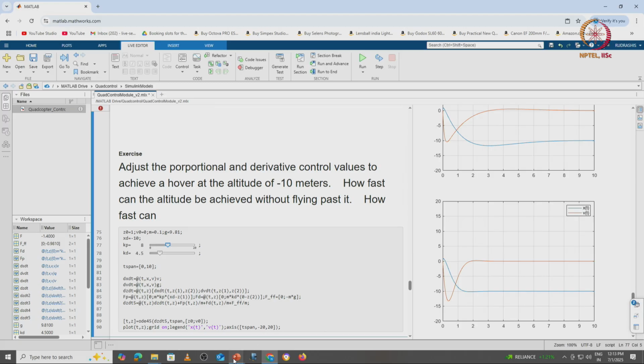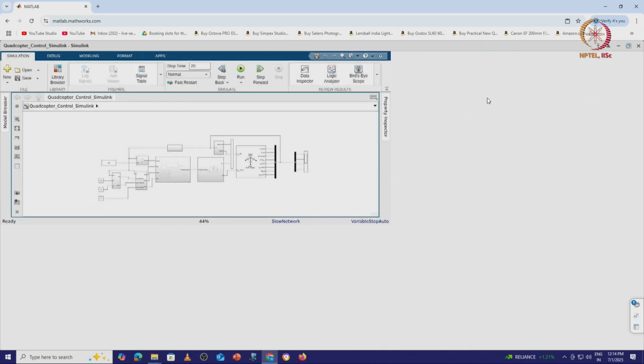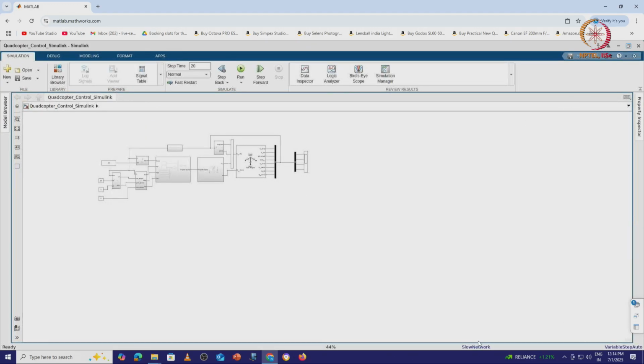With this gain, what we are going to do is take the entire dynamics. Let me see how I zoom in bigger.